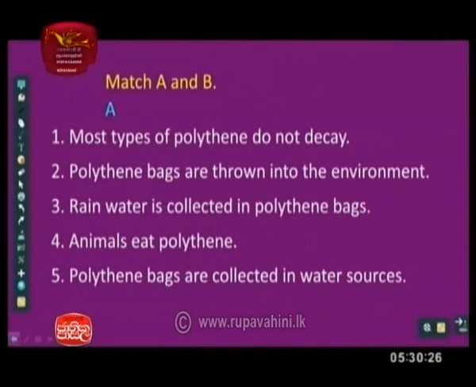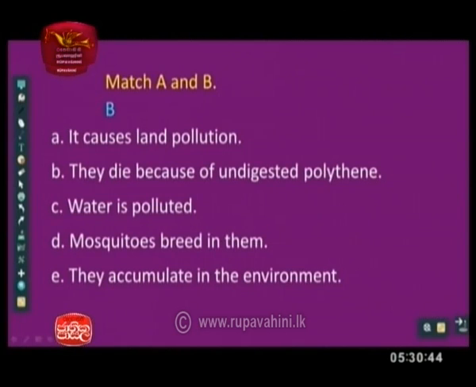Second one, polythene bags are thrown into the environment. Third one, rainwater is collected in polythene bags. Fourth one, animals eat polythene. Fifth one, polythene bags are collected in water sources. Now, let us move on to B part. It causes land pollution. They die because of undigested polythene. Water is polluted. Mosquitoes breed in them. They accumulate in the environment.